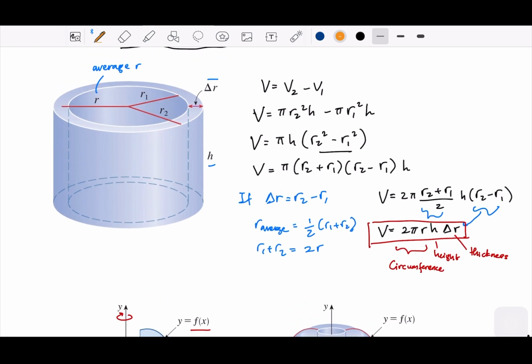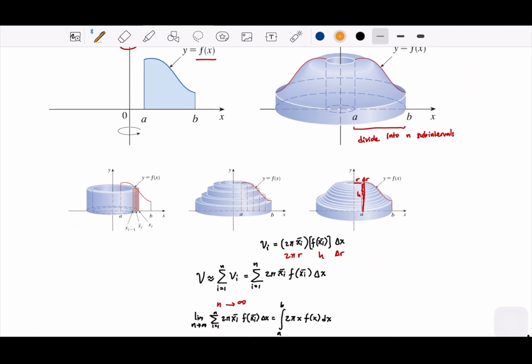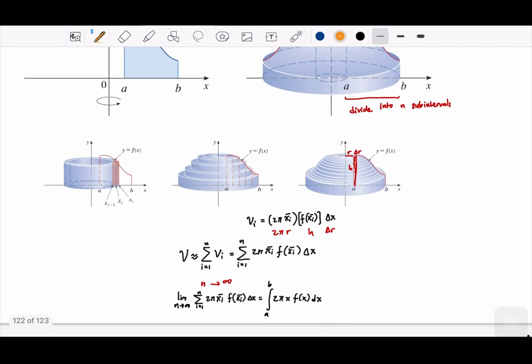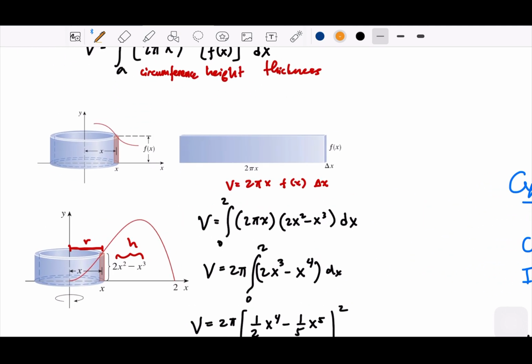Okay? So we take this approach, as I think I already gave you some explanation and description on what this is. So we are going to take three components: the circumference of the circle, that's the cylinder, the circumference, the height, and the thickness, the delta r. So if we take this, we are going to have this kind of structure. Let me just take you to the example here.